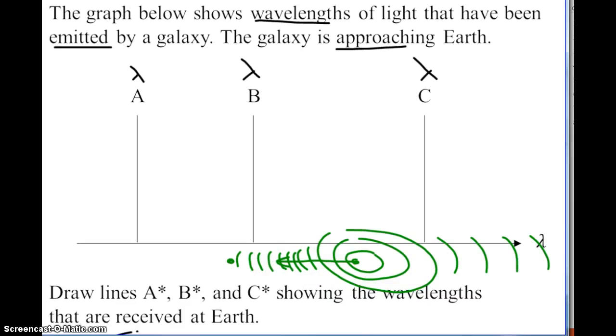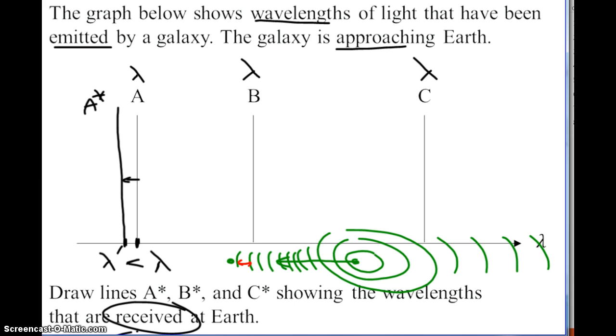Okay, so what do we see at Earth? We see compressed wavefronts and a smaller wavelength. So the wavelength we observe is smaller, and we have to draw that smaller lambda. If it starts out at 100, it gets smaller, it shifts down. So there's the shifted, observed, or received wavelength. This one gets shifted down, but it's shifted more.